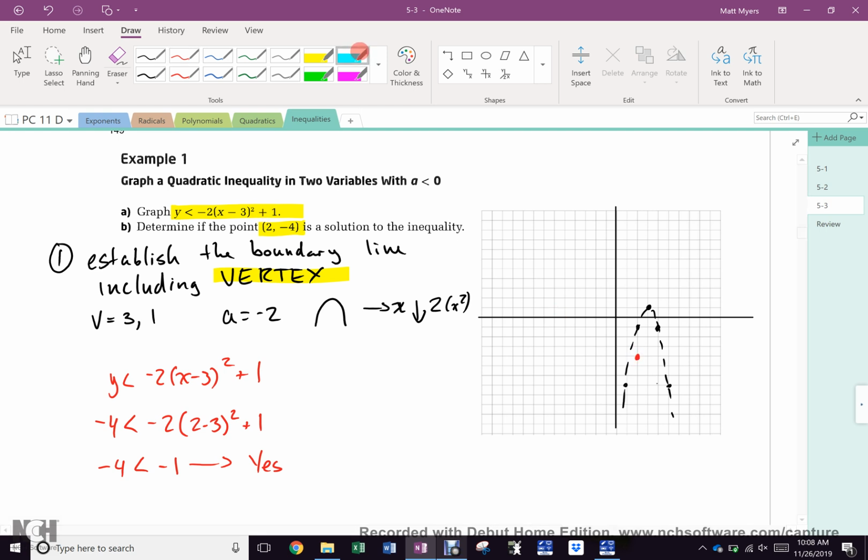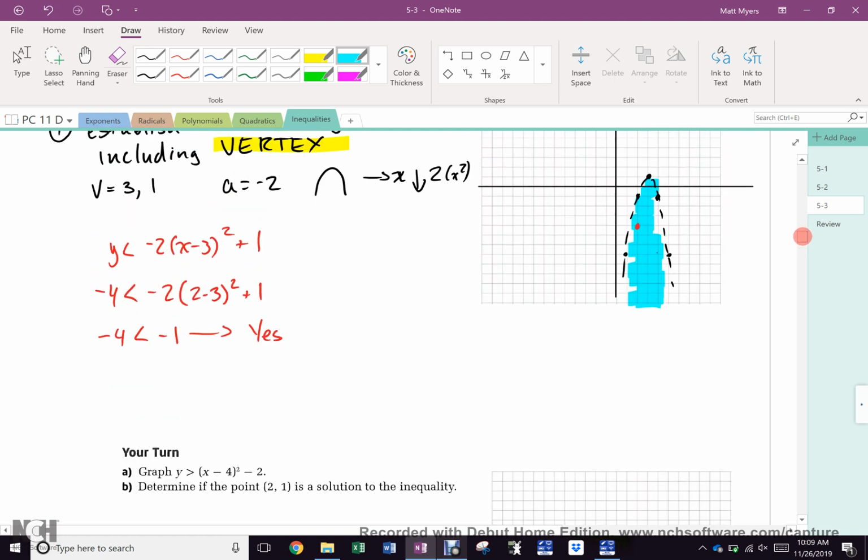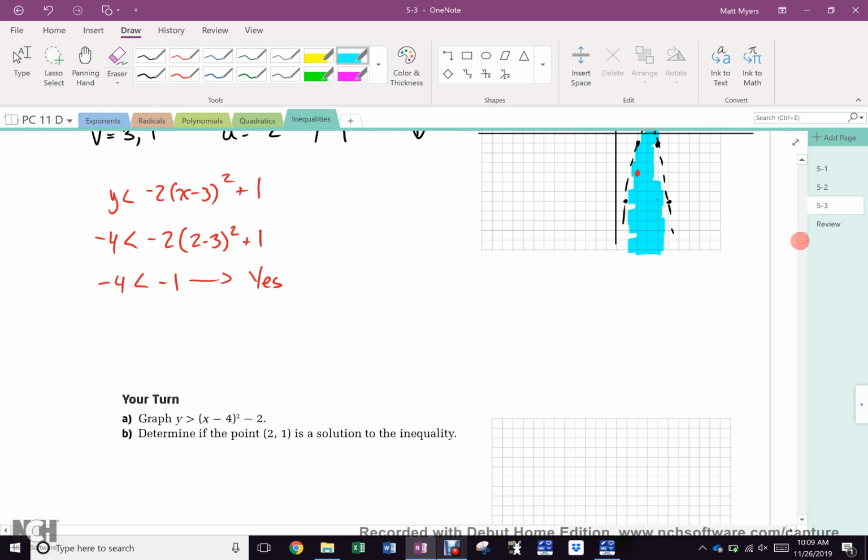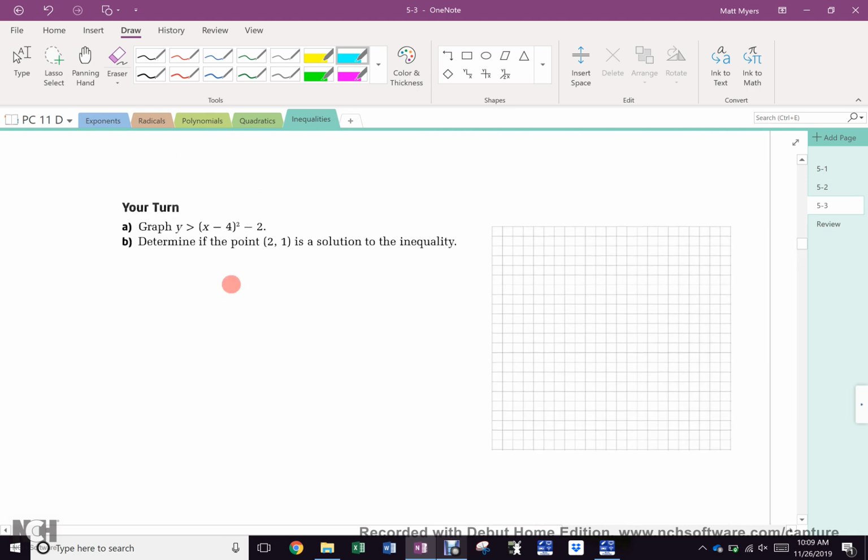So what do I know now about every point in that region? It will satisfy the inequality, yes? So where do I shade? Yeah. Everybody cool? Easy peasy lemon squeezy, yeah? Super easy. It's the exact same thing, except there's a curve now. All right? So you do it. You figure out this one. Go.